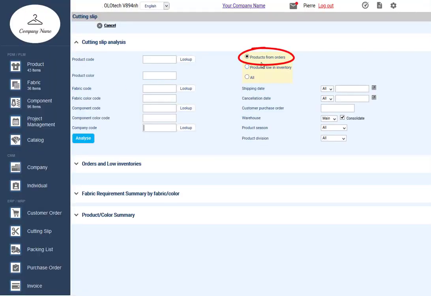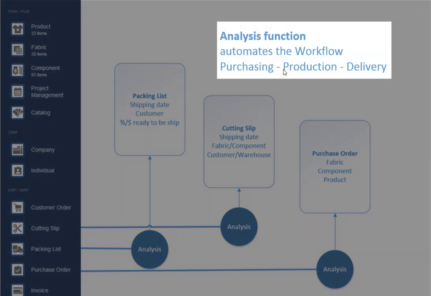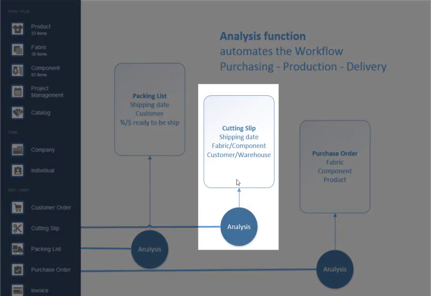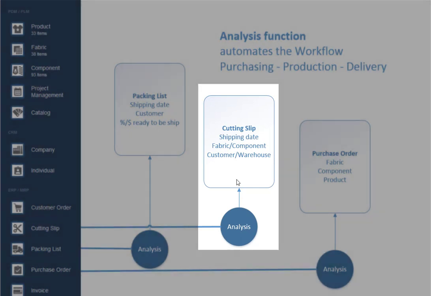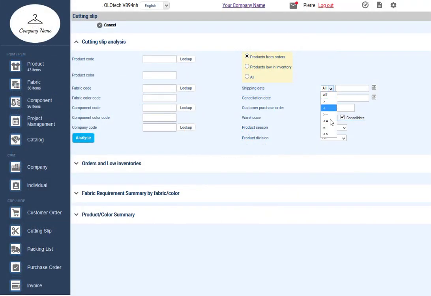Here from orders, we can include dates, company, season, division, or other product information, color, fabric. The analysis function automates the purchasing, production, and delivery workflow and exists in cutting slip. Let's make an analysis for delivery June 1st.